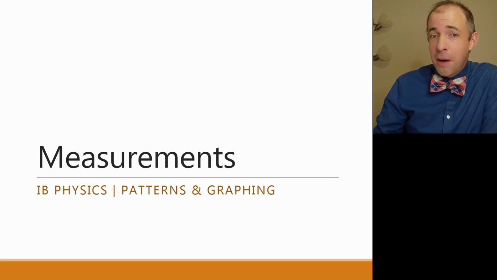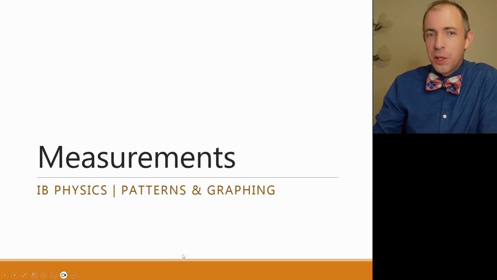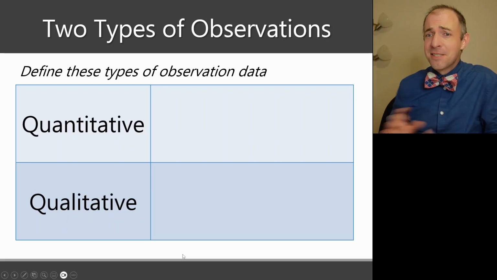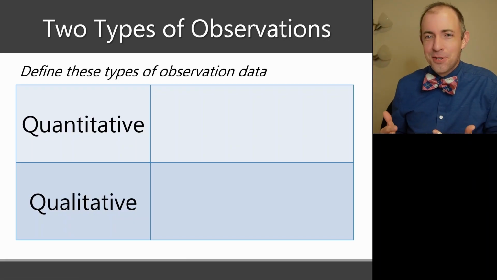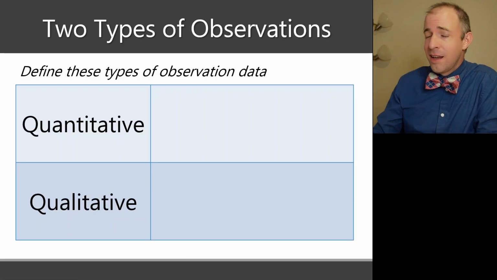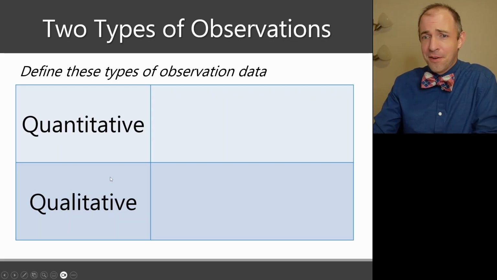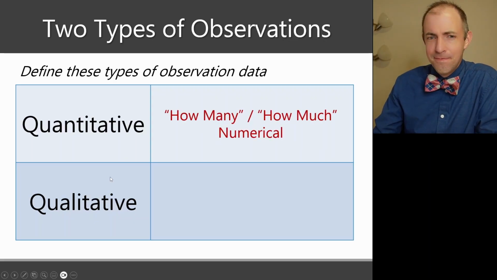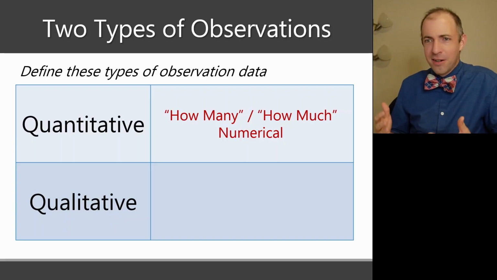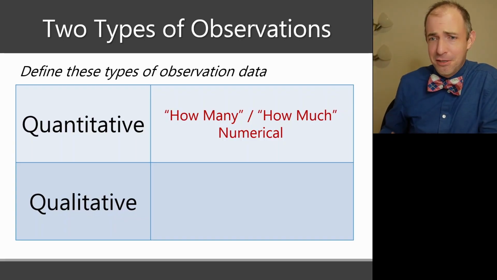In this video, we're going to talk about measurements and how they interface with both units and uncertainty. To start us off, we need to define these two terms of different types of observation data. Observation data can either be quantitative or qualitative. Quantitative referring to something that is numerical, answering the question of how many or how much. So I could say this cart is moving at 15 meters per second.